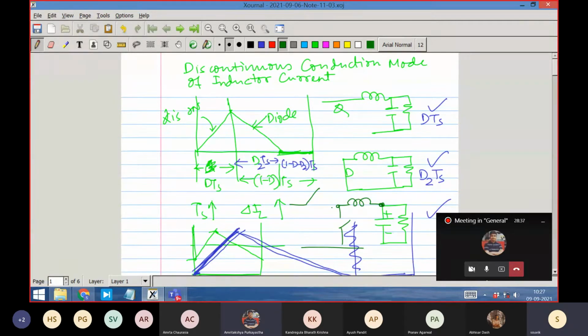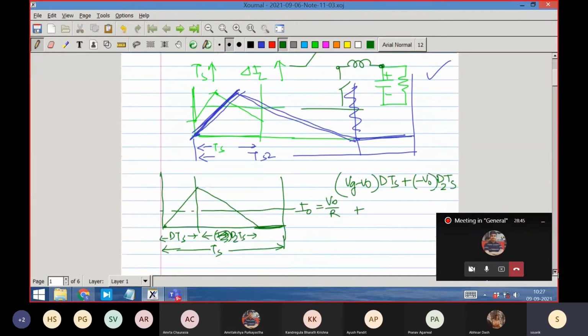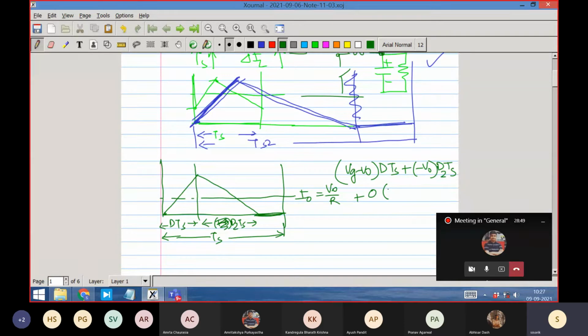No current is there. So V naught. So what is the voltage across the inductor? 0. So that duration is 0 times the time, if you take 1 minus d minus d2 into Ts, right? So this must now be equal to 0. So you can clearly see that what we are getting is Vg into d is equal to V naught into d plus d2. This is the condition of discontinuous conduction mode.